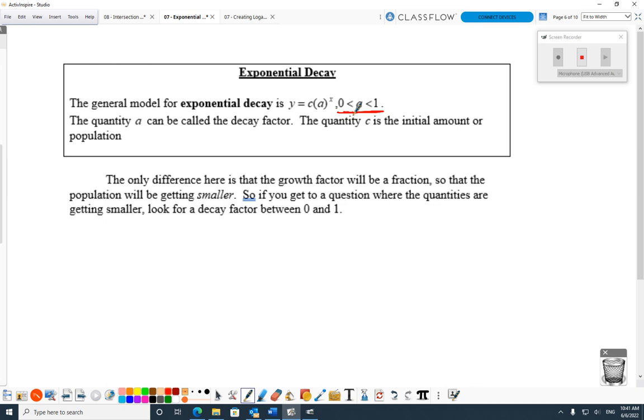So the only difference here is the growth factor will be a fraction or a decimal, and the population will be getting smaller. So if you get a question where the quantities are getting smaller, look for a decay factor between 0 and 1. I'm going to lay the highlighter on that one because I think that's key in these decay questions. If things are getting smaller, look for a decay factor between 0 and 1. Exactly the same as the previous examples, except it has to be between 0 and 1.